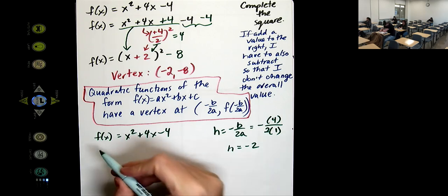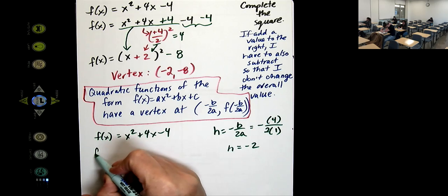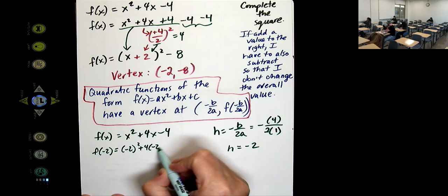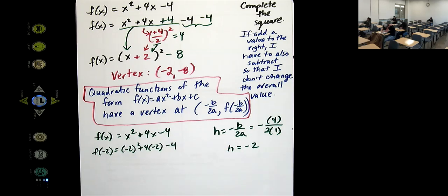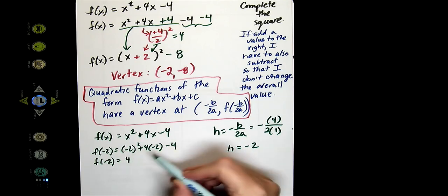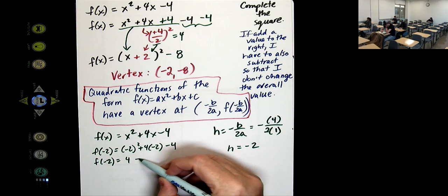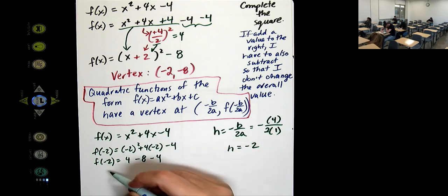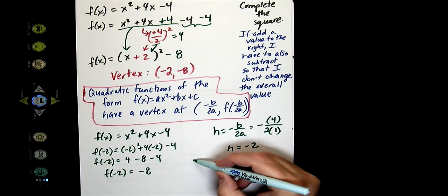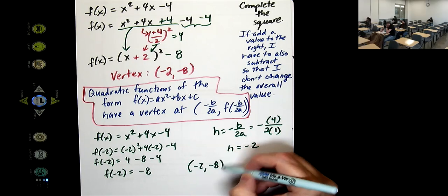That's some pretty cool stuff, because then we plug it in. And I get f of -2. -2 squared is 4. Plus 4 times -2 is -8, minus 4. F of -2 equals -8. And I have my vertex at -2, -8, just like we got above.